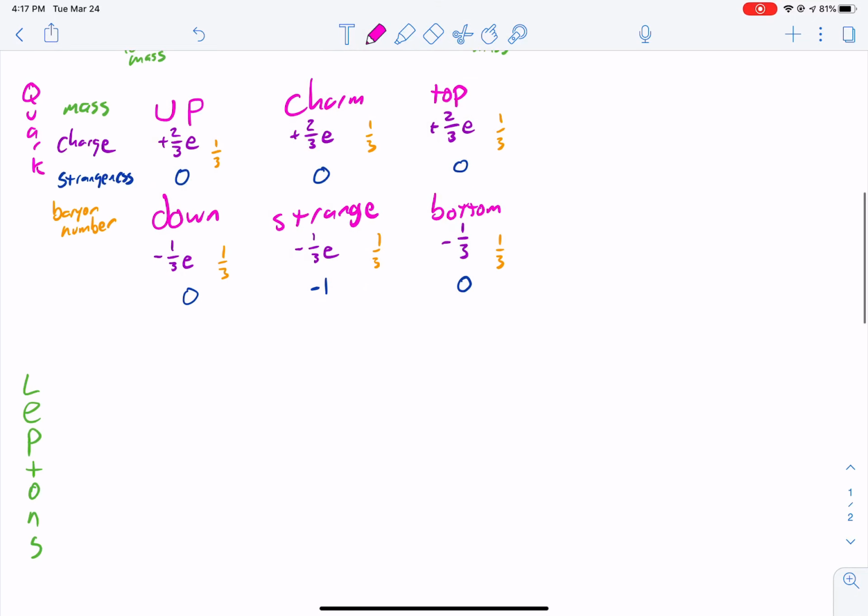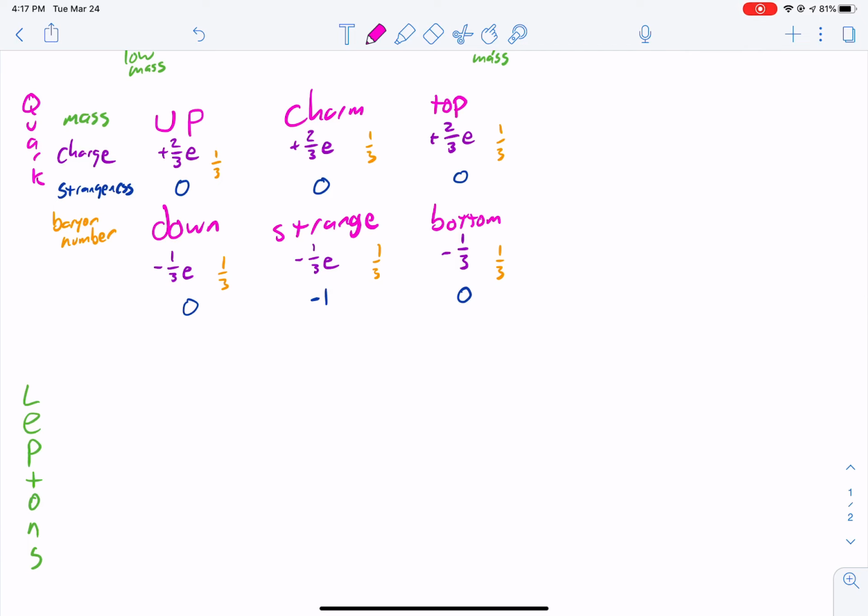So the leptons, in the same mass order as before, we have the electron. That is a lepton. The muon. Do not confuse muon and meson. I can understand the confusion.